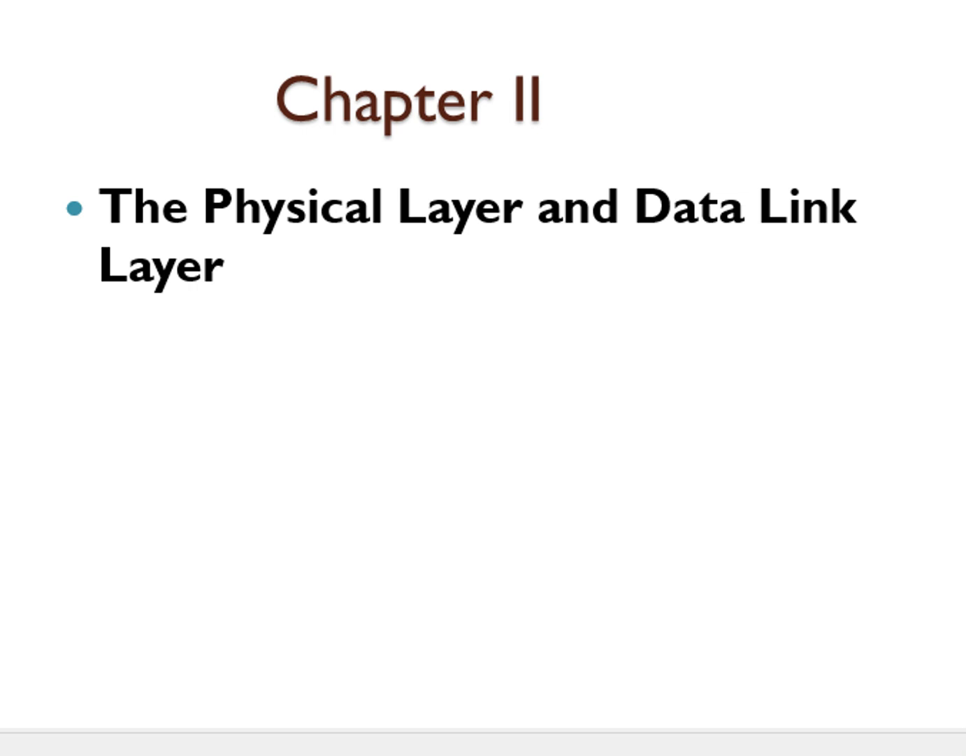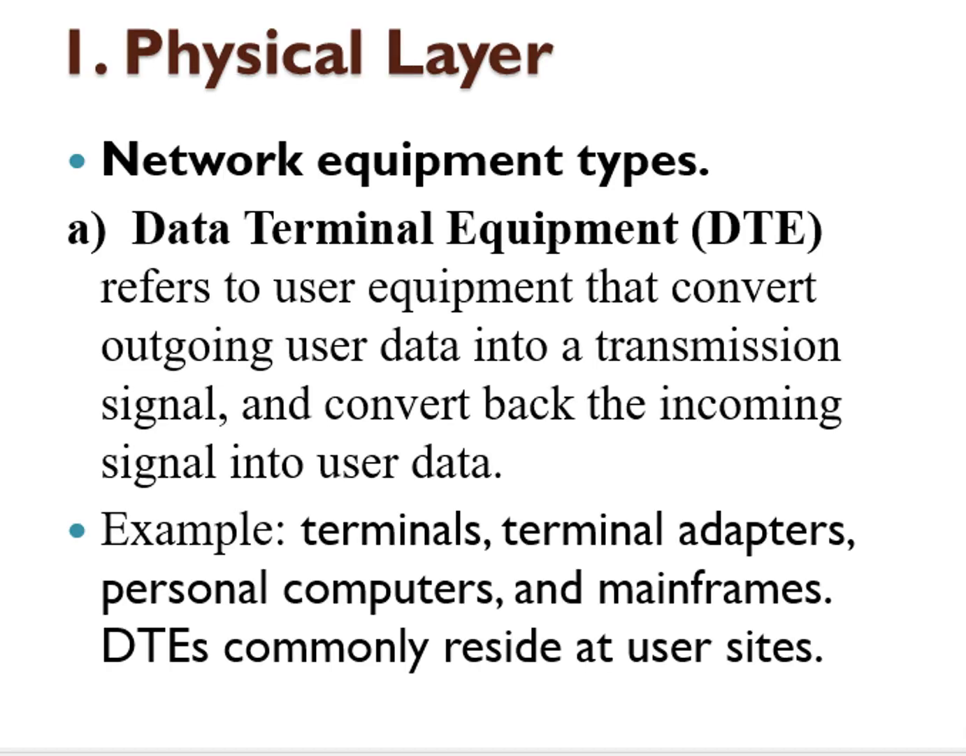Chapter 2: The Physical Layer and Data Link Layer. 1. Physical Layer Network Equipment Types. A. Data Terminal Equipment, DTE, refers to user equipment that converts outgoing user data into a transmission signal, and converts the incoming signal back into user data. Example: terminals, terminal adapters, personal computers, and mainframes. DTEs commonly reside at user sites.